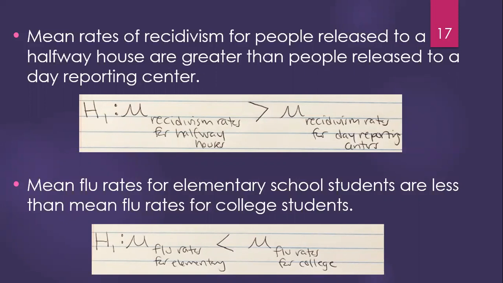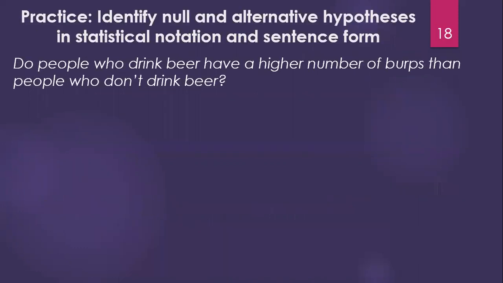You would write your statistical notation out as the H1 is X bar, the mean flu rates for elementary, is less than X bar, the mean flu rates for college. So the mean flu rates for elementary school students are less than the mean flu rates for college students.